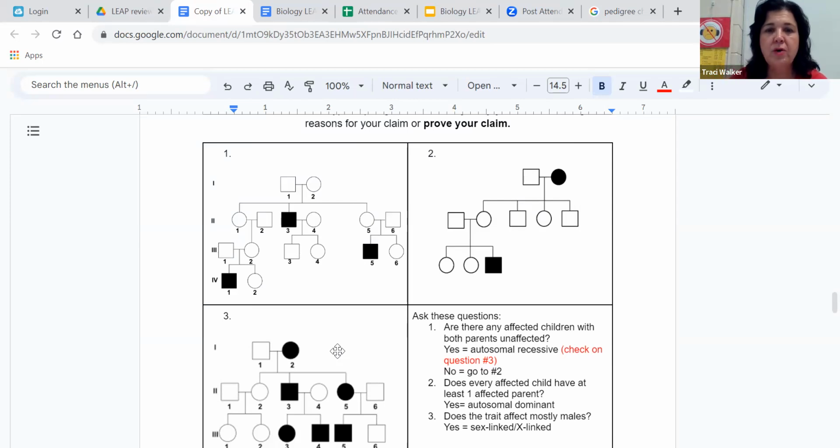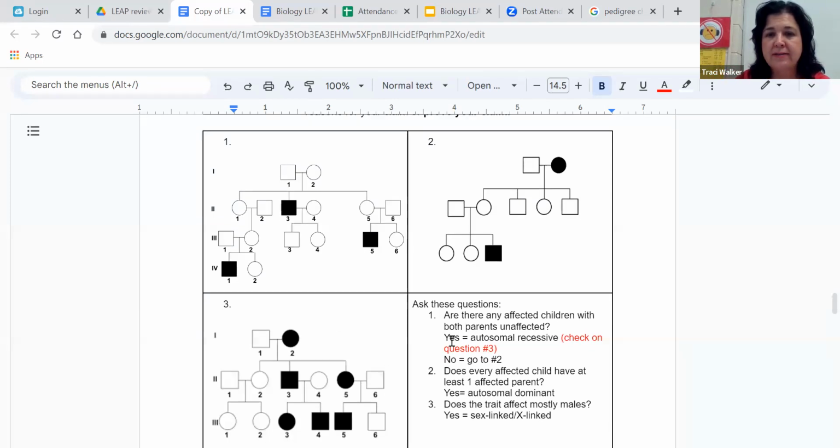Okay. So here's the questions that we have to ask ourselves. Are there any affected children with both parents unaffected? If yes, it's autosomal recessive. Okay. But we also need to check on question number 3 before we determine for sure. Question number 3 says, does the trait affect mostly males? If the answer is yes, then that means it's X-linked. Okay, but it's also recessive, but it's X-linked as well.